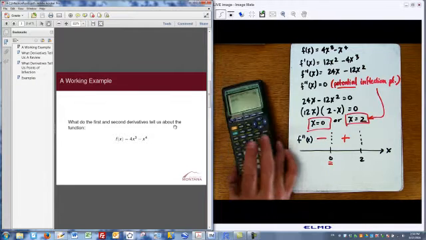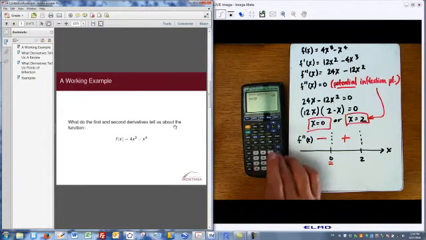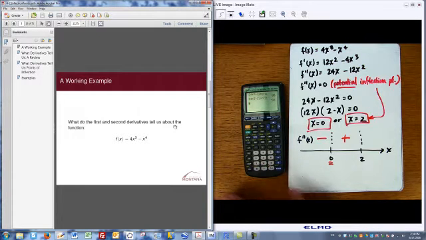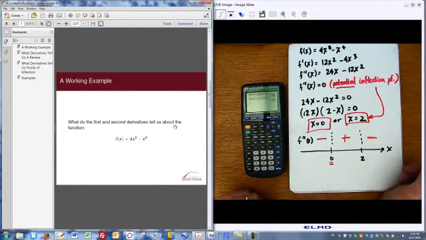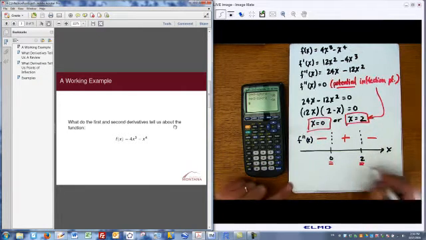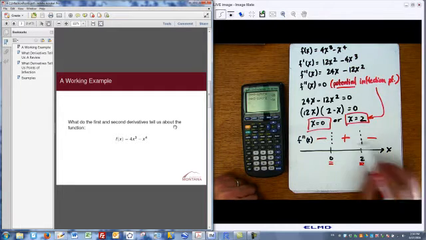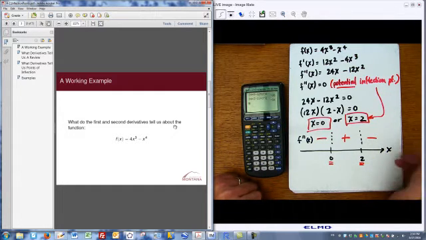24 times 3 minus 12 times 3 squared. I get negative 36, so it's a negatively valued second derivative there. So again, 2 is an inflection point because we went from a concave up graph to a concave down graph as we transition across 2.